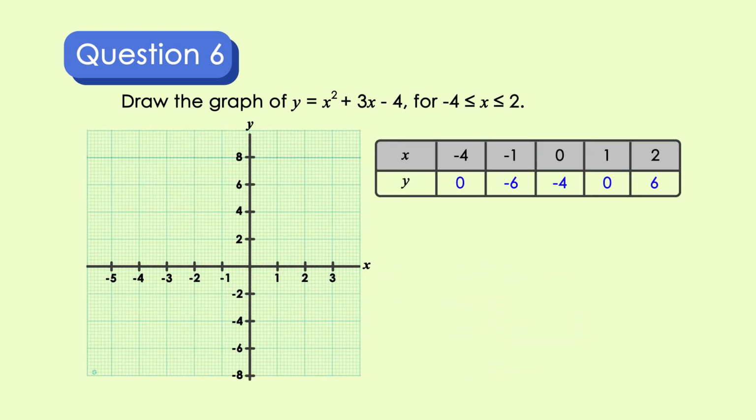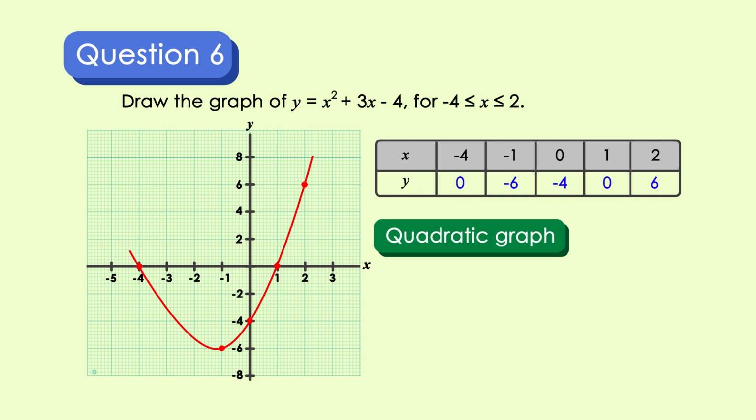Now, by using the table of values, you will plot the points on the Cartesian plane. And then, we connect all the 5 points to form a smooth curved line called the quadratic graph. That is simple, isn't it? Yes. Well done, everyone. Let us try another question.